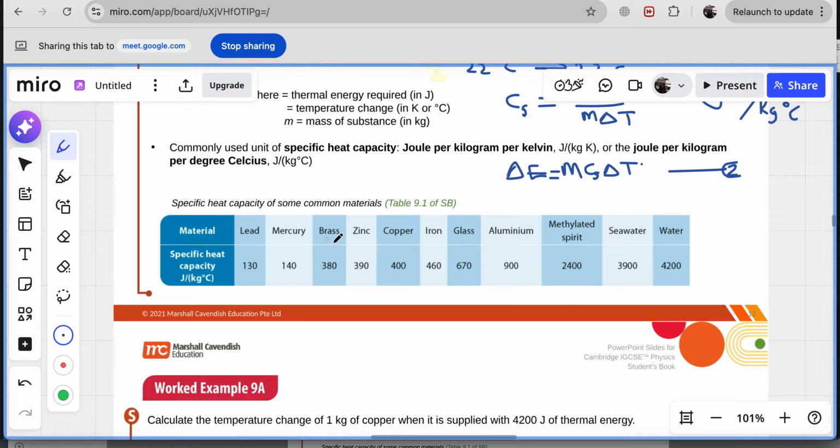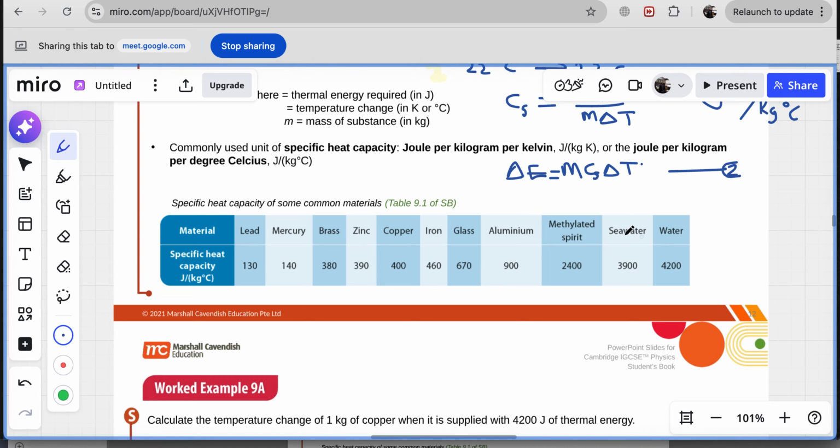Mercury is 140. Brass is 380. You don't have to memorize; either they ask you to calculate it or they give it to you. Zinc is 390. Copper is 400. Iron is 460. Glass is 670. Aluminum is 900. Methylated spirit is 2,400. Water is uniquely high, 4,200 joule per kilogram per degree Celsius.